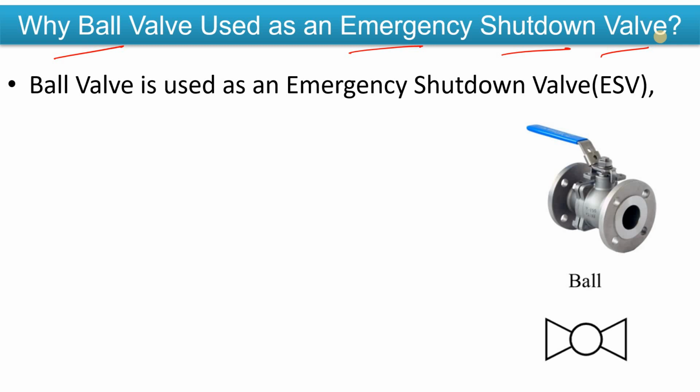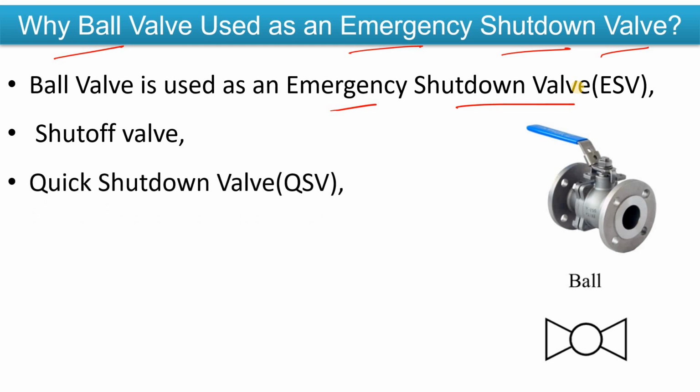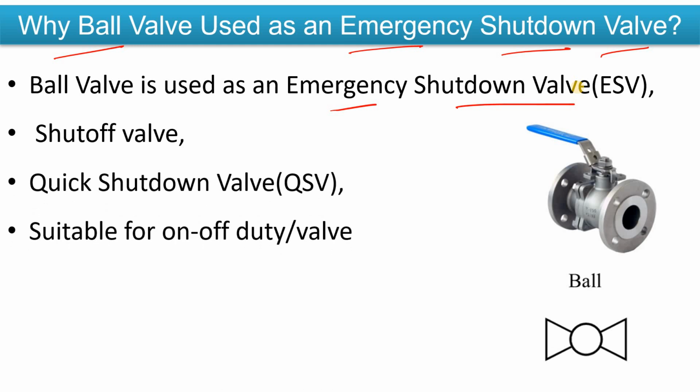So I have a new video where we will discuss why the ball valve is preferable as an emergency shutdown valve. In the ball valve application, we discussed that the ball valve is used as an emergency shutdown valve, ESV we can say. It is also used as a shut-off valve, a quick shutdown valve, or an on-off valve, right? The reason behind it is the same, and we are going to discuss that in this video.